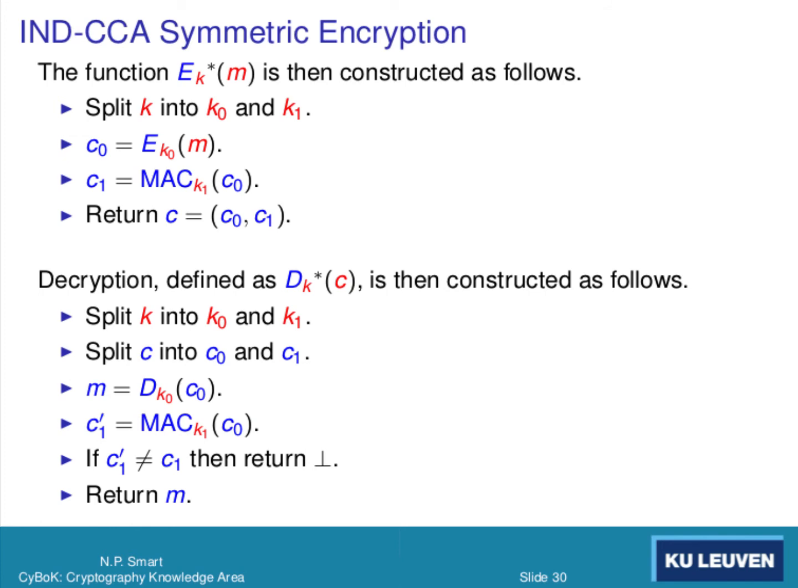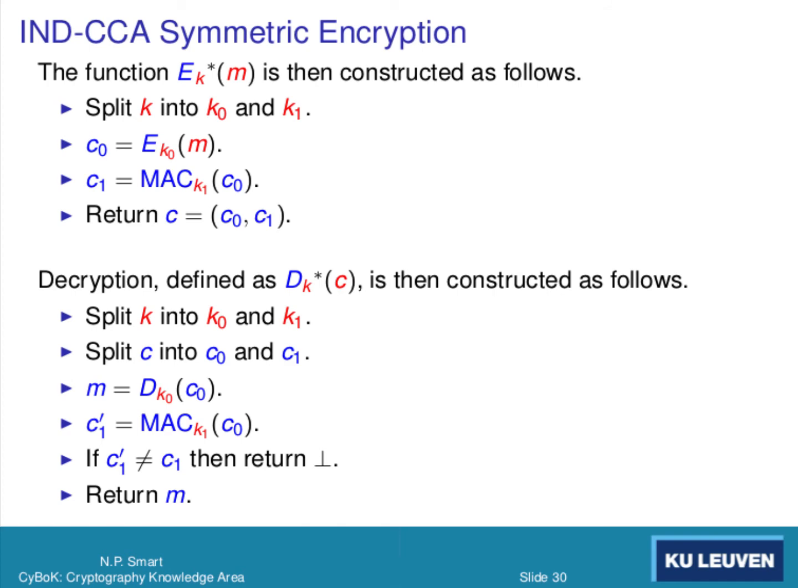The first key is used to encrypt the message, and this gives us the ciphertext C0. We then take the ciphertext C0 and pass it through the MAC function to give us the tag C1, and then the ciphertext is actually C0, C1. Now it's very important for security here that you apply the MAC function to the C0 and not to anything else, because there's a number of old standards that didn't do this and were eventually broken in the field.